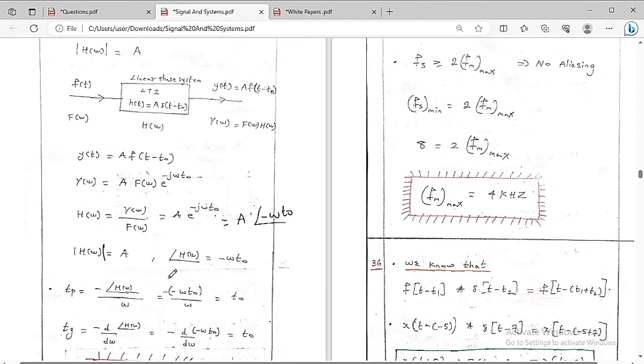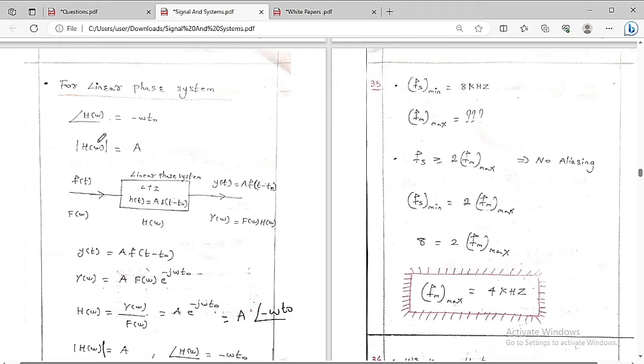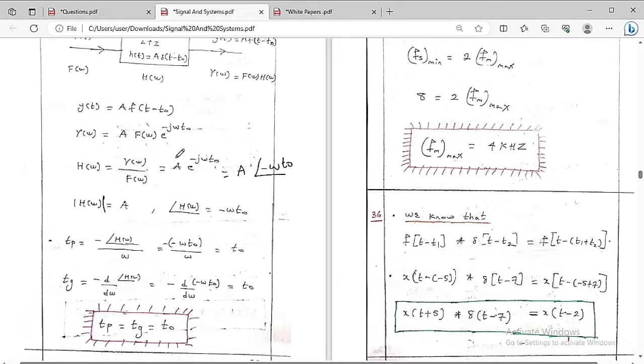I only want the phase angle part. So the phase angle of H of omega is equal to minus omega t naught, and the magnitude of H of omega is equal to A. That is what I have written here. So for a linear phase system, the phase angle of H of omega is equal to minus omega t naught, and the magnitude of H of omega is equal to A.